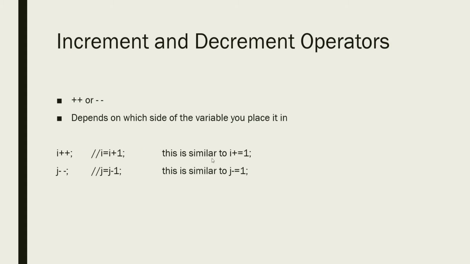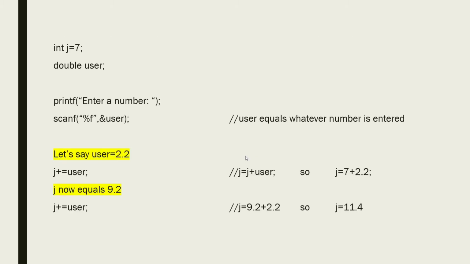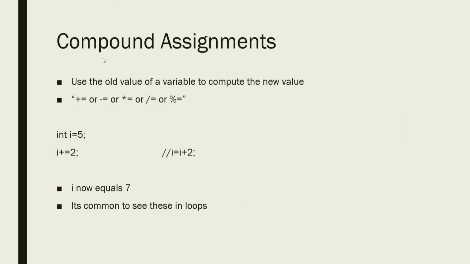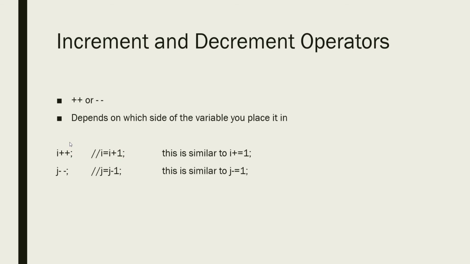So this is similar to looking at i plus equals 1, like the compound assignment. It's going to look like this pretty much, but instead of a 2, it's a 1. So it only goes up 1. Same thing with the negatives. It's going to be j equals j minus 1.